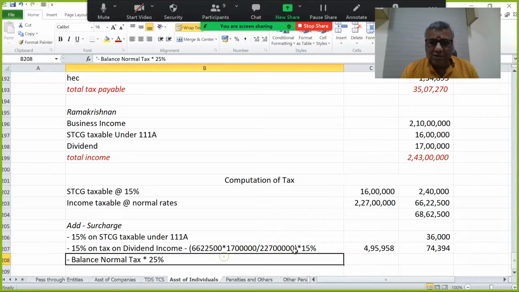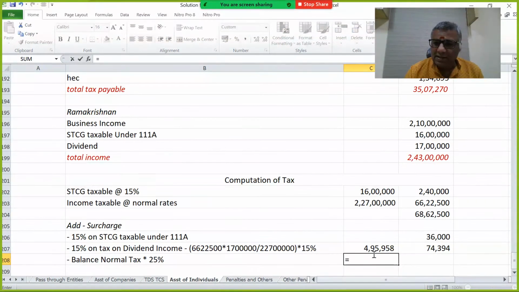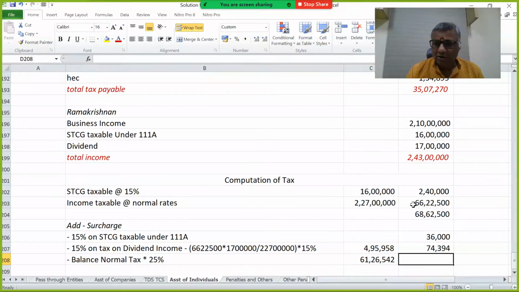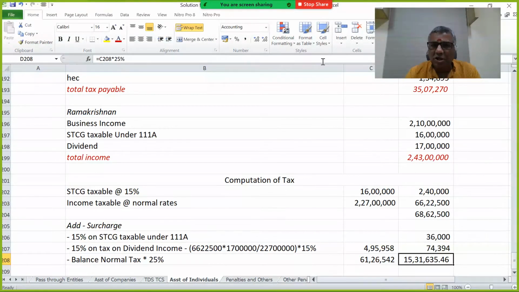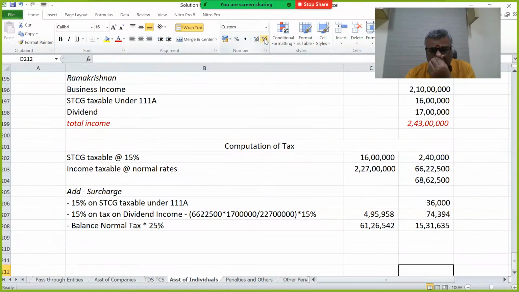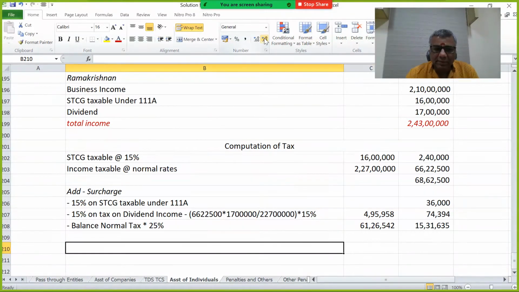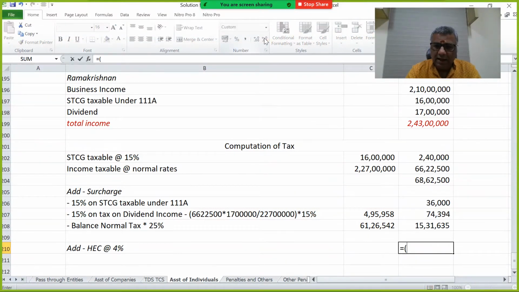Balance normal tax, how much is that? 66,22,500 minus this much, into 25%. So this is the total surcharge that I am liable to pay. And HEC at 4%.